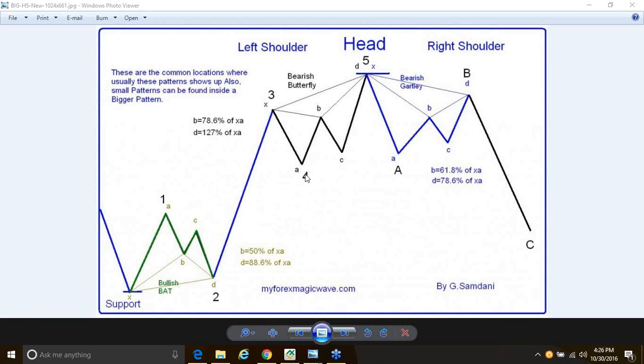Then wave 4 will be a retracement, and then wave 5 again will be an impulse wave, and we will measure that with the other tool. So you use the retracement tool here, then the expansion tool for wave 3, the retracement tool for wave 4, and the expansion tool for wave 5. All of those tools are used to measure these Elliott waves.